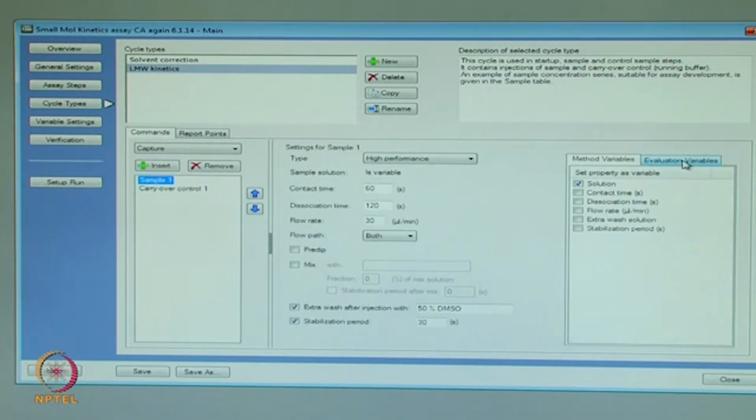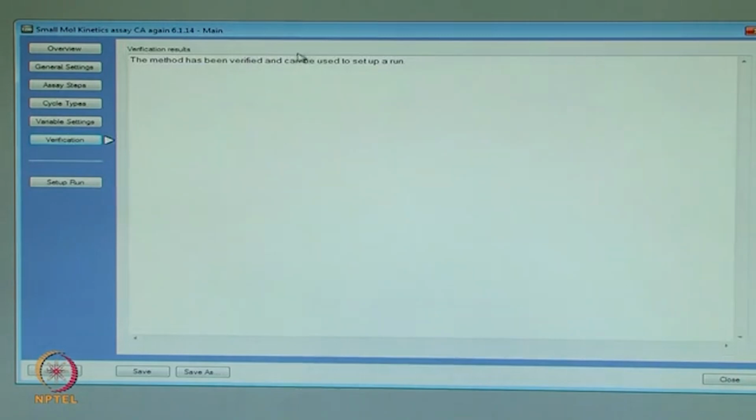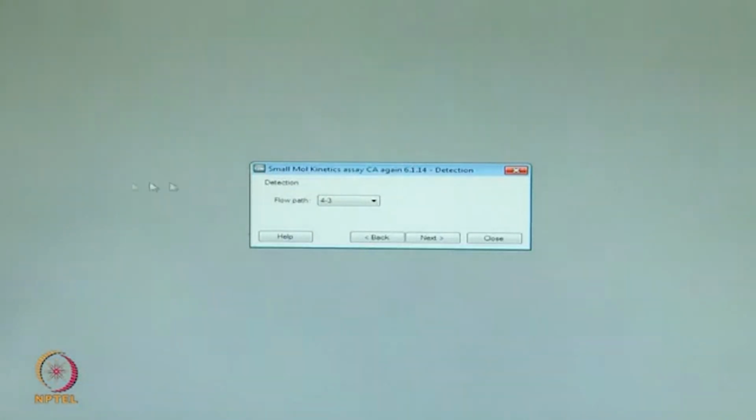Similarly, the sample solution is a variable here. Also, the concentration and the molecular weight are variables here. So we go into the verification mode and see that the method has been verified and can be used to set up a run. We go into the setup. Here the flow path is 4-3. We go on next.